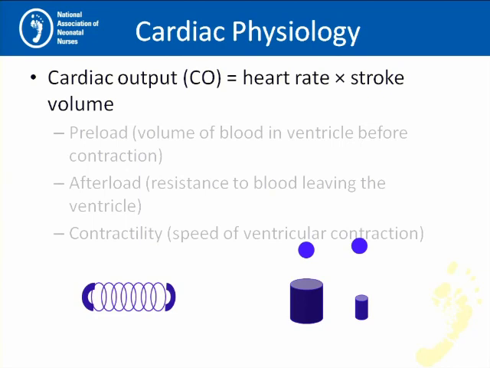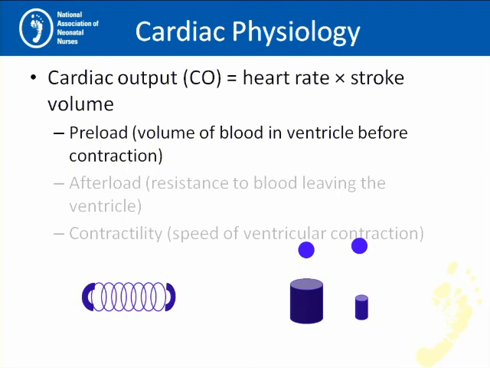Cardiac output is the amount of blood the heart pumps in 1 minute. Cardiac output equals the number of times a heart beats per minute, which is the heart rate, multiplied by the stroke volume. Stroke volume is the combination of preload, afterload, and contractility.